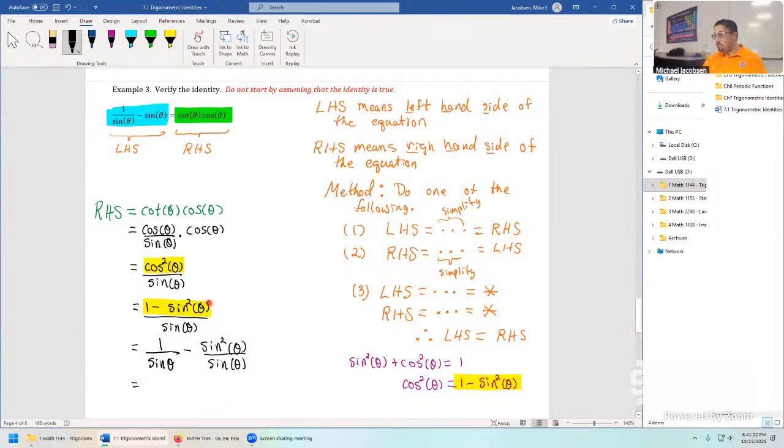We're almost there. We still have a simplification to go. This is 1 over sine theta minus sine into sine theta squared just leaves us sine theta altogether. And that's identically the left-hand side.